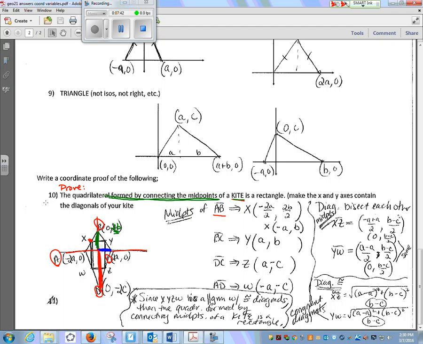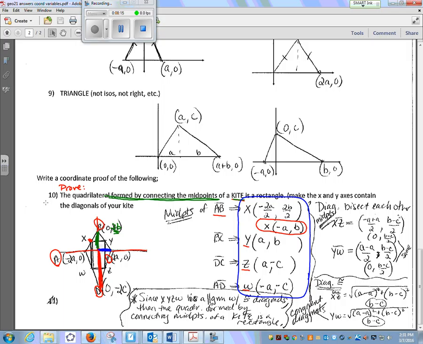So I used the coordinates that I came up with here for A, B, C, D, and I used the midpoint formula, and I came up with a set of coordinates for X, a set of coordinates for Y, Z, and W. So now these are the coordinates that I'm working with for proving that that quadrilateral is a rectangle. I have to prove that it's a rectangle.